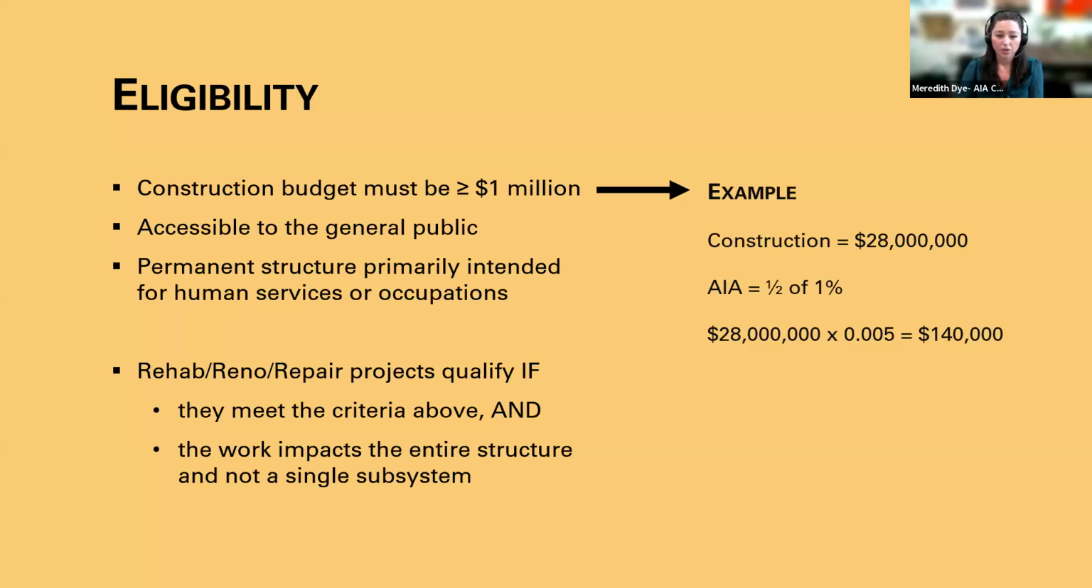So here's an example of the construction budget. If it's $28 million, half of 1% would mean $140,000 is allocated for artwork. So the lowest possible budget, if it's a $1 million construction budget, we would have a $5,000 artwork budget. And then it goes increasingly up from there.